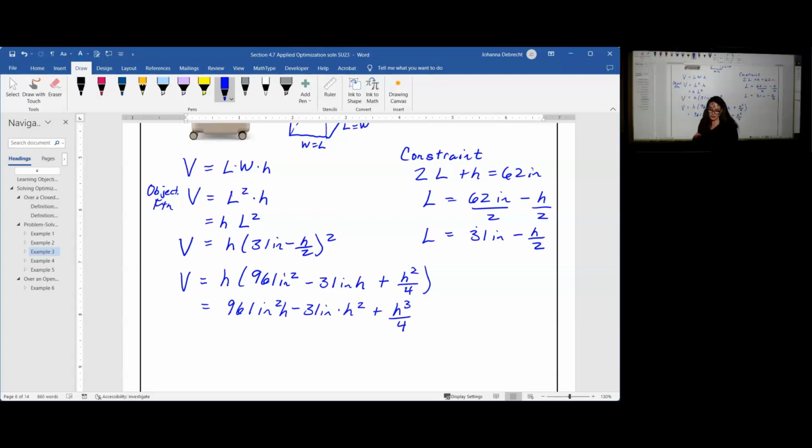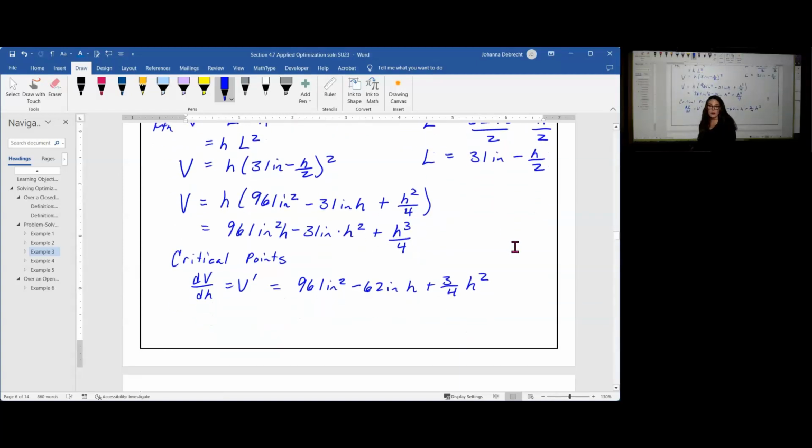Now I can go ahead and find the critical points by finding the derivative and setting it equal to 0. This is going to give me 961 square inches minus 62 inches times the height plus 3/4 h squared. This, of course, is going to be a quadratic equation. And the first thing that I would probably do, when I set it to 0, would be to multiply by 4 so that I can get the fraction out of there.